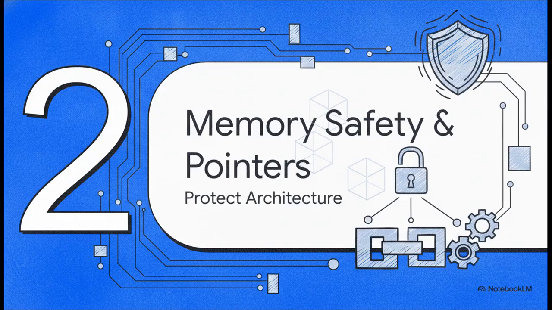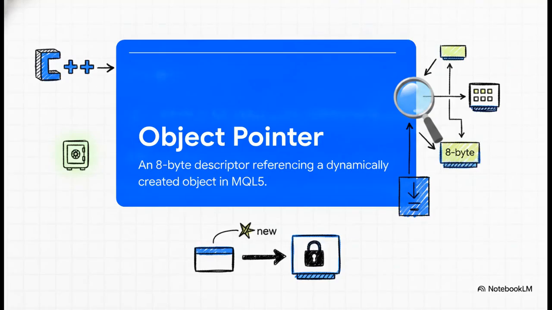Which brings us to Section 2, memory safety and pointers, and how you can protect your architecture. Now, as you probably know, MQL5 is heavily inspired by C++, but it actually handles dynamic memory a little bit differently, mostly just to keep things safe. When you use the new operator to dynamically create an object, MQL5 gives you back an object pointer. But, and this is a big distinction, this isn't some raw vulnerable memory address like you'd find in standard C++. Instead, it's a very safe 8-byte descriptor. And that descriptor references the dynamically created object safely within the MQL5 environment.